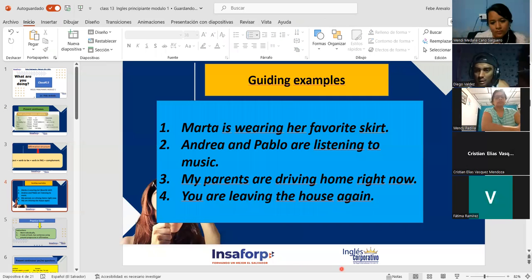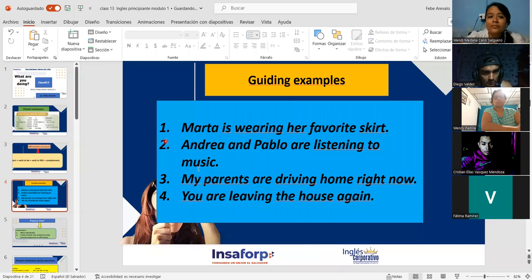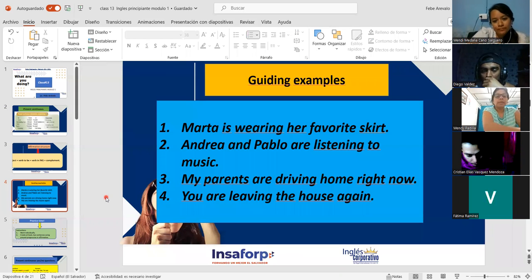Now, let's put this knowledge into action. Pongamos este conocimiento en acción. Wendy Salguero, number one and number two. Wendy Padilla, three and four. Action. Marta is wearing her favorite skirt. Andrea and Pablo are listening to music. My parents are driving home right now. You are leaving the house again. Very good.